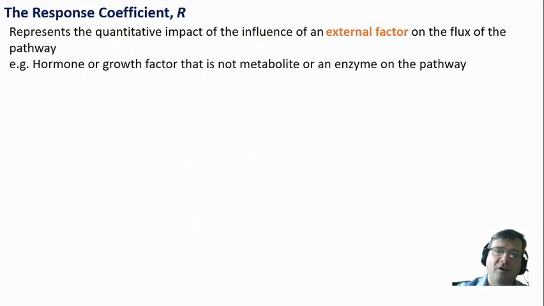The final of our coefficients is the R coefficient, or the response coefficient, and this represents the quantitative impact of the influence of an external factor on the flux of our pathway. So this is like adding a hormone or growth factor to our system and then seeing what it does to our enzyme. It's not a metabolite and it's not another enzyme on the pathway, it's purely an external influencer that comes in and affects how our pathway runs.